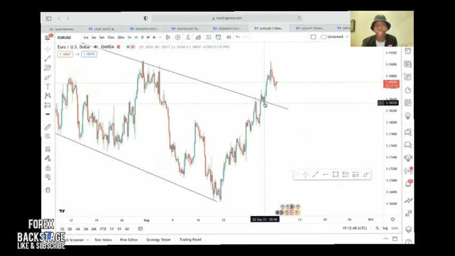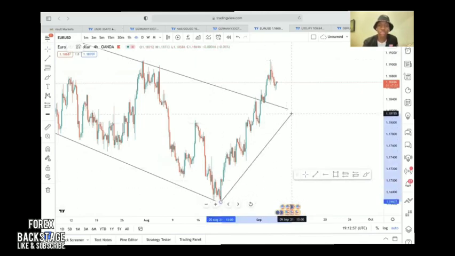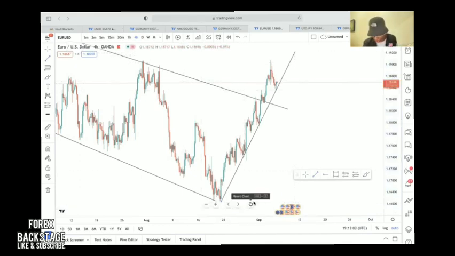You can see it also retested here, shot up, right? But as you can see, we have lower lows right here. So let's draw in our upward trend line on the lower lows. As the strategy states, we draw trend lines on our lower lows.